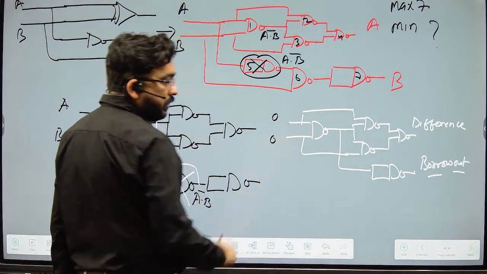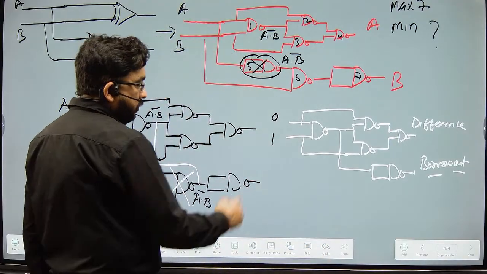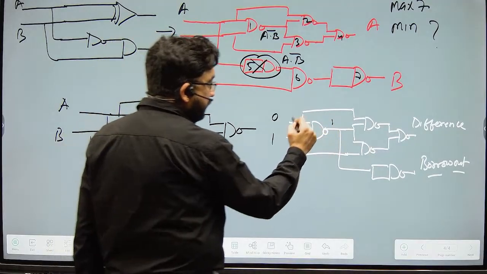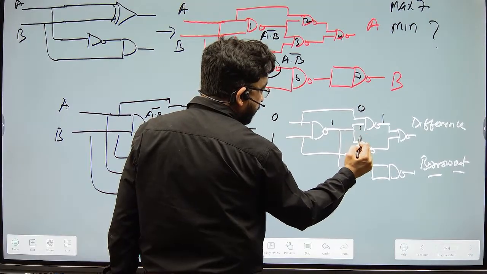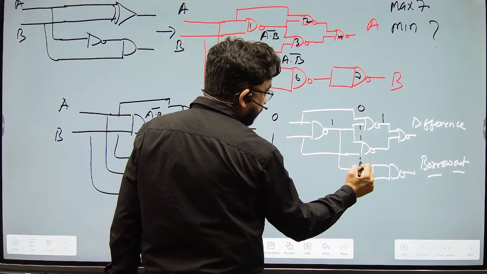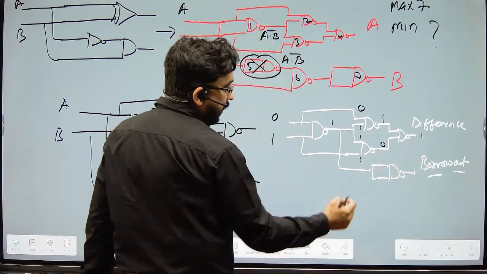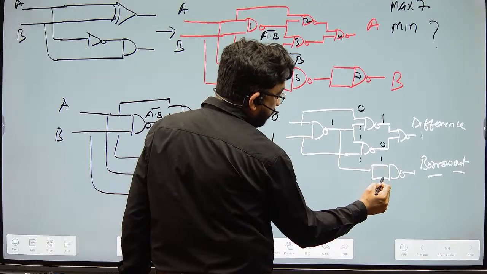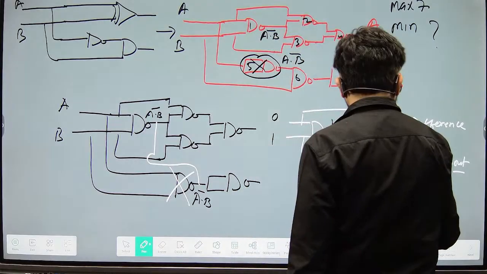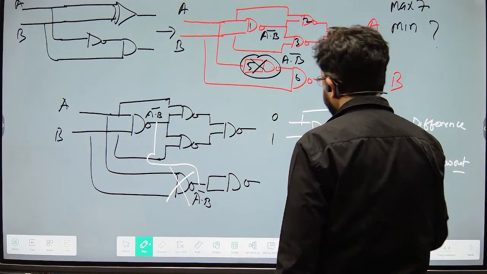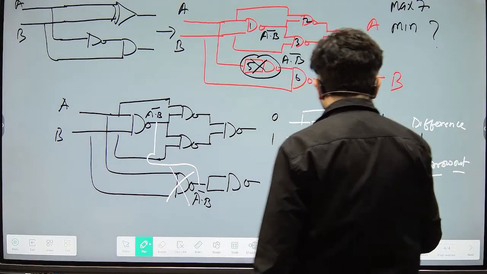0 0, okay, let's verify on 0 1. So on 0 1 what will we get? 1. Now this 0 is here, this 0 and 1 will give 1. Now this 1 is here and this 1 is here, this 1 and 1 will give 0, and this 1 and 0 will give 1, and this 1 will come here. So 0 1, that is 0 minus 1, your difference is 1, and your borrow out should also be 1.